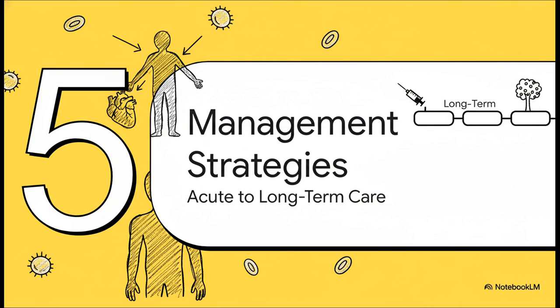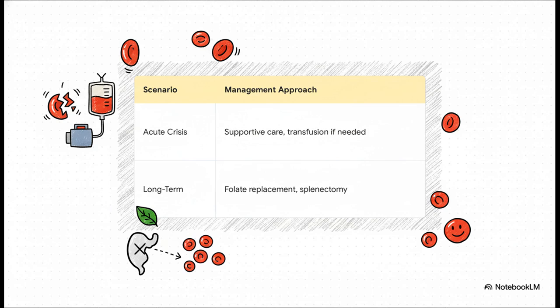All right, let's bring it all together in our final section, management. How are we going to treat these patients? You can really think about management in two buckets. During an acute crisis, whether it's hemolytic or aplastic, the care is mostly supportive. You might need to give a blood transfusion if the anemia gets really bad. Long-term, though, folate replacement is key because that high cell turnover chews through folate stores.